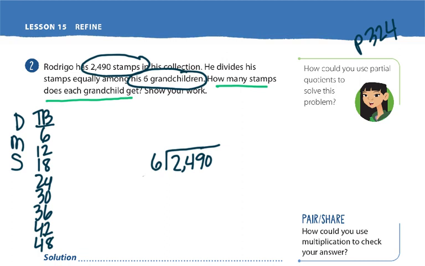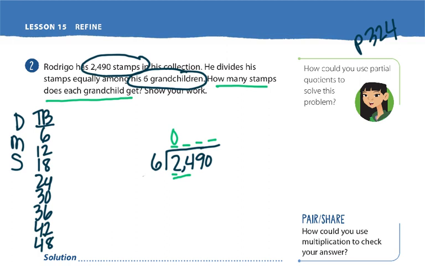Let's look at the next problem. I have 4 numbers in my dividend, and the divisor is 6. I ask myself, does 6 go into 2? No. Pick up your pencil. 6 goes into 2 0 times. I underline the next larger number, 24. How many times will 6 go into 24?